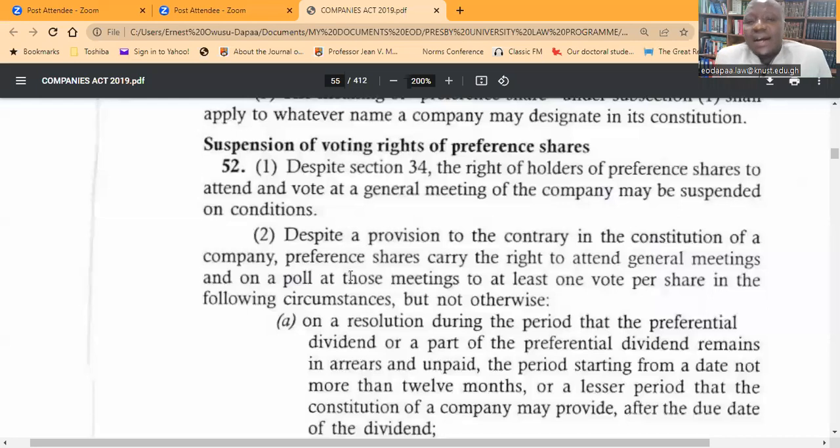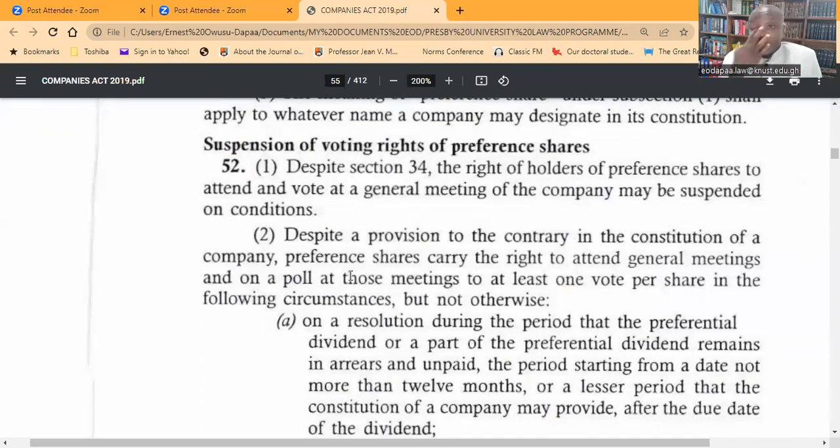Okay, now we know that being a preference shareholder, you have certain rights which are unique to you, right? In contradistinction to other shareholders, unique to you in the sense that you, as a shareholder in that class, are the only people who enjoy those bundle of rights, and the other shareholders outside that class don't enjoy that. But there are certain situations in which the right of the preference shareholder to vote in a company may be suspended. So let us discuss section 52 before you go to sleep, because you go to work the next day.